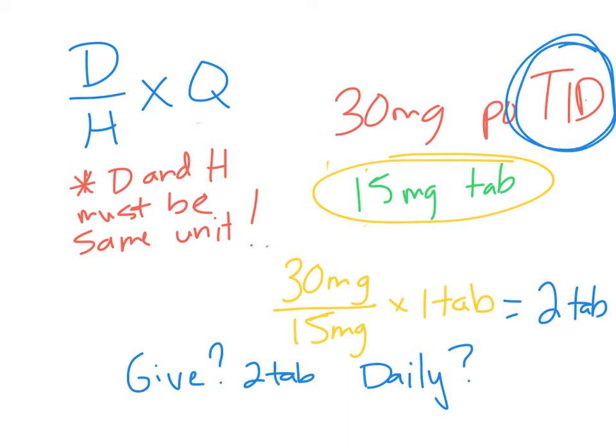Remember those abbreviations that we talked about last class? TID stands for 3 times a day. So if they need 30 milligrams 3 times a day, that means they're going to receive 2 tablets 3 times a day. So daily, 2 times 3 means they're going to receive a total of 6 tablets in a full day. So keep that in mind as you go through these types of questions. I may ask you what they would get daily, and that is simply based on that medical abbreviation that tells us how many times a day they need to receive it. So that's just one example there.